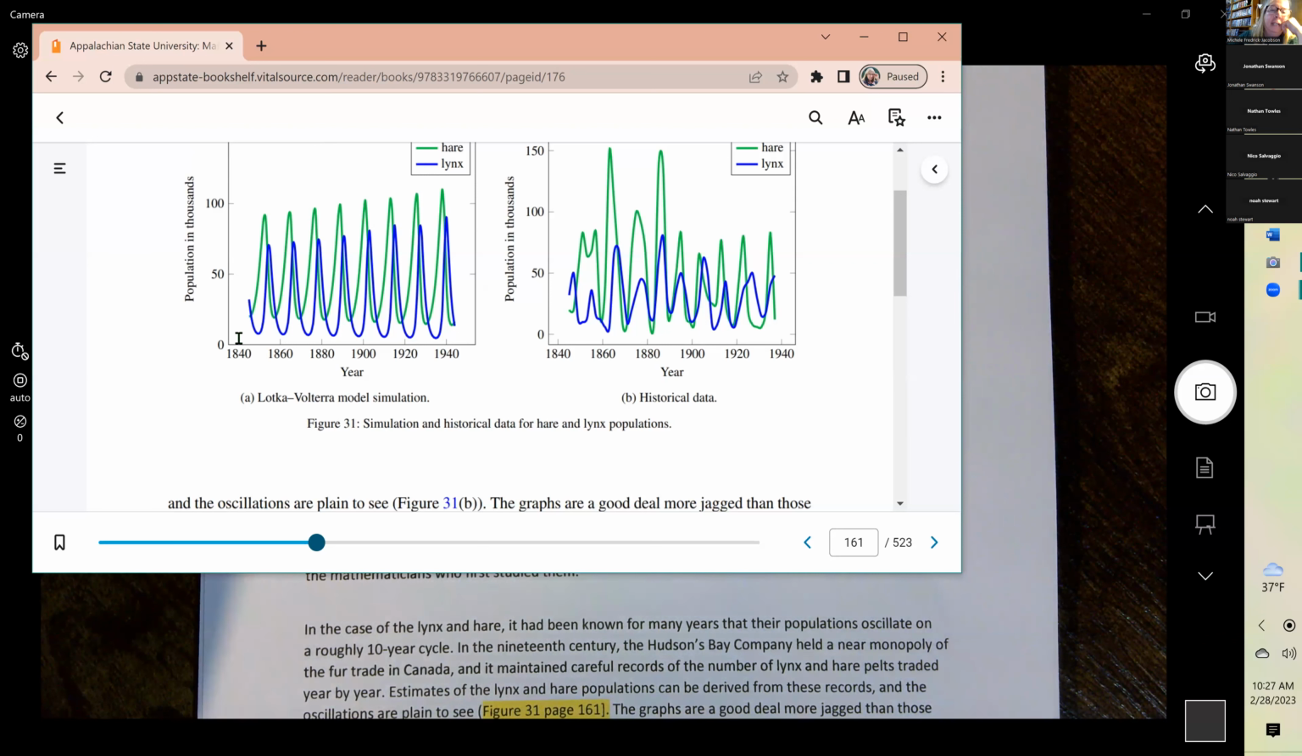This is what they thought it would be. And I mean, it's not too far off the data. And the blue is lower, the lynx, compared to the hare. And when it went up at a peak, then this one went up higher.